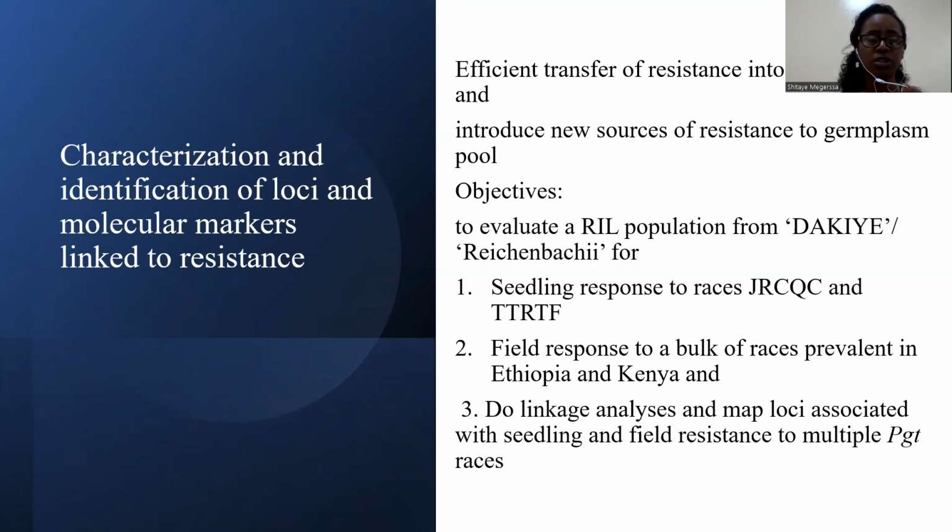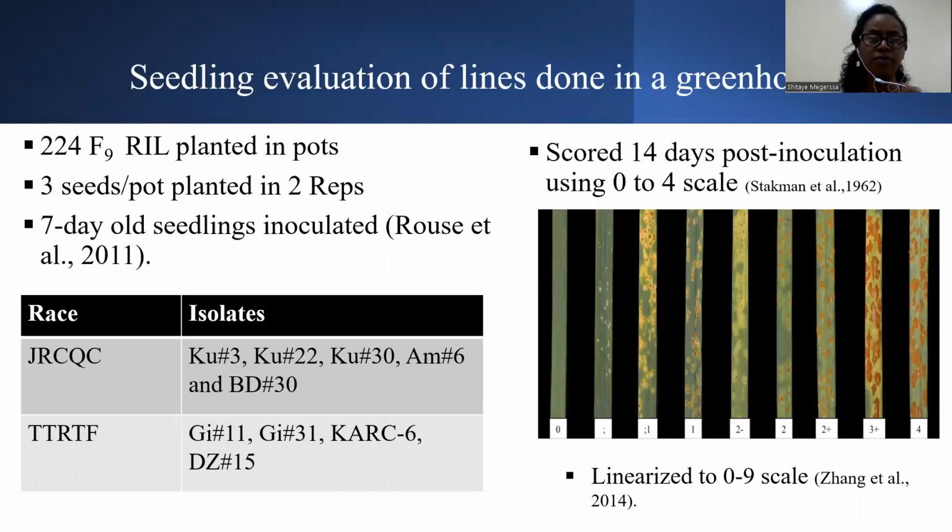Therefore, the objective of this study was to evaluate a mapping population from the Dakiye x Reichenbachii cross, developed by the durum breeding program, for seedling response to races JRCQC and TTRTF, and for field response to the bulk of races currently prevalent in Ethiopia and Kenya, and to do linkage analysis and map loci associated with seedling resistance and field resistance to multiple Pgt races. So seedling evaluation was done in Debrezait in the greenhouse.